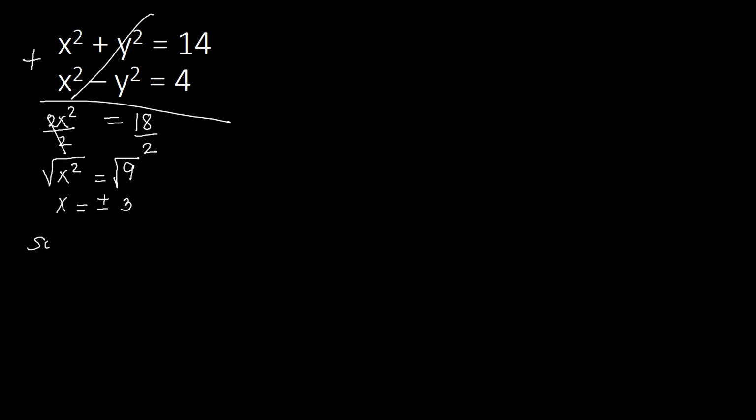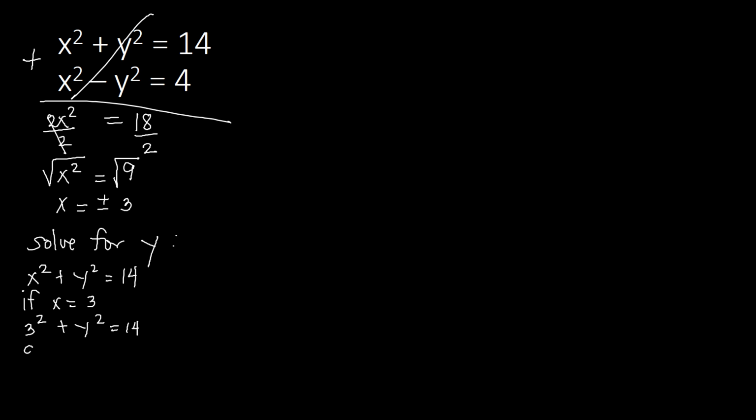This time, we're now solving for y. We can choose any of the equations there. I'll choose the first equation first: x squared plus y squared equal to 14. From this one, I'll be replacing x with one of the values. So if x is equal to positive 3, I'll replace x here with 3. So 3 squared plus y squared is equal to 14. 3 squared is 9, plus y squared is equal to 14.